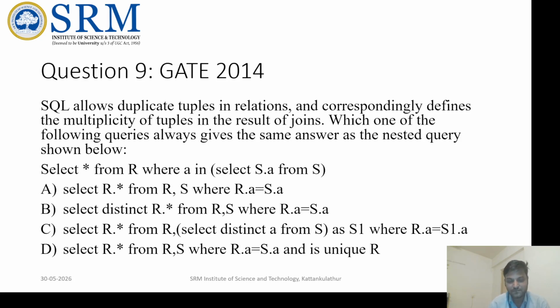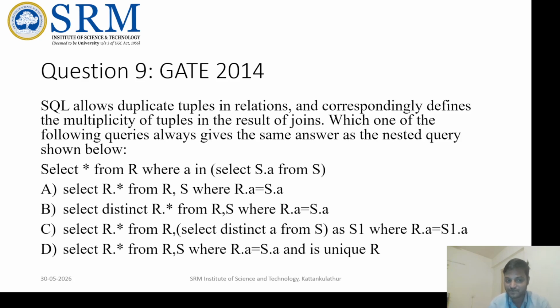from S. So obviously, according to the question, there are two relations. One is R, another one is S, and there is a common attribute between them, A. And we have to select some rows from R where the value of A attribute must belong to the value of A attribute of S. If any value of the A attribute in S is not equal to the value of that row selected or considered of relation R, we shall not print that row.